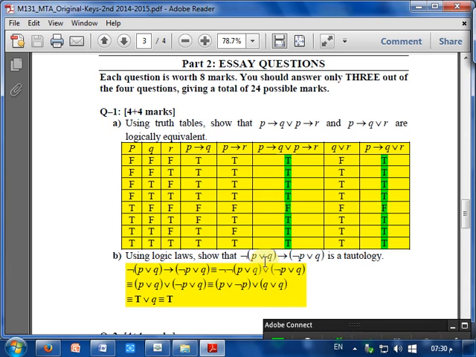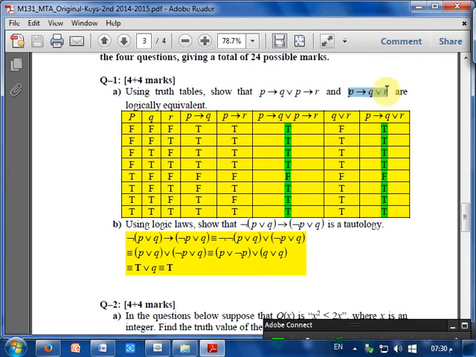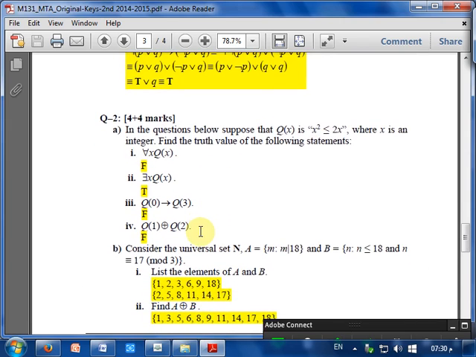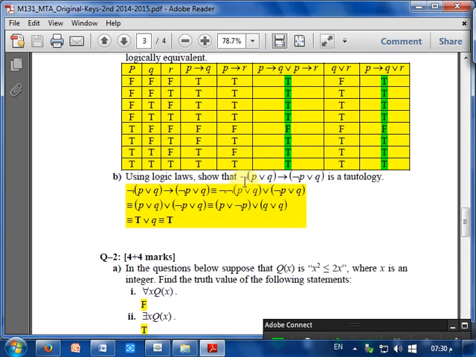The next is this question. We already did this one. You have to calculate this. Okay. Then, using logic laws, show that this is true. Now you have to remember the laws, logic laws. I told you distributive law, commutative law in the second meeting. You have to remember those laws to solve this problem.